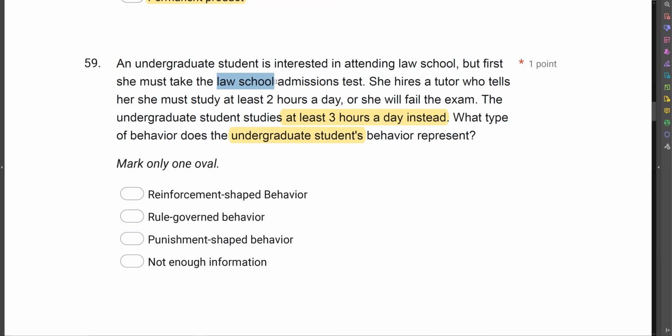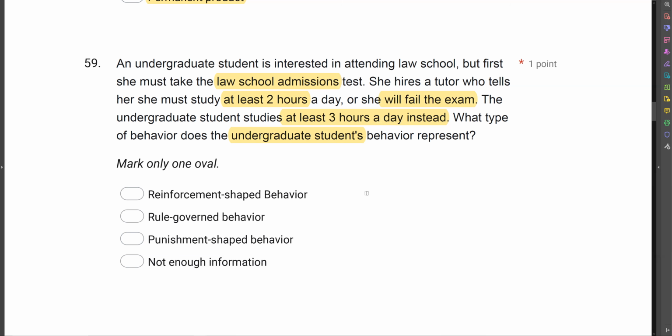Well, she wants to take this test. The tutor says, you have to study at least 2 hours a day or you will fail the exam. So what's the contingency here? If you don't study 2 hours a day, you will fail the exam. That's the contingency. Has the undergraduate student failed yet? No. And yet, her behavior changed. So even though she hasn't come in contact with the contingency, her behavior still changed. Why is that? What do we consider that?